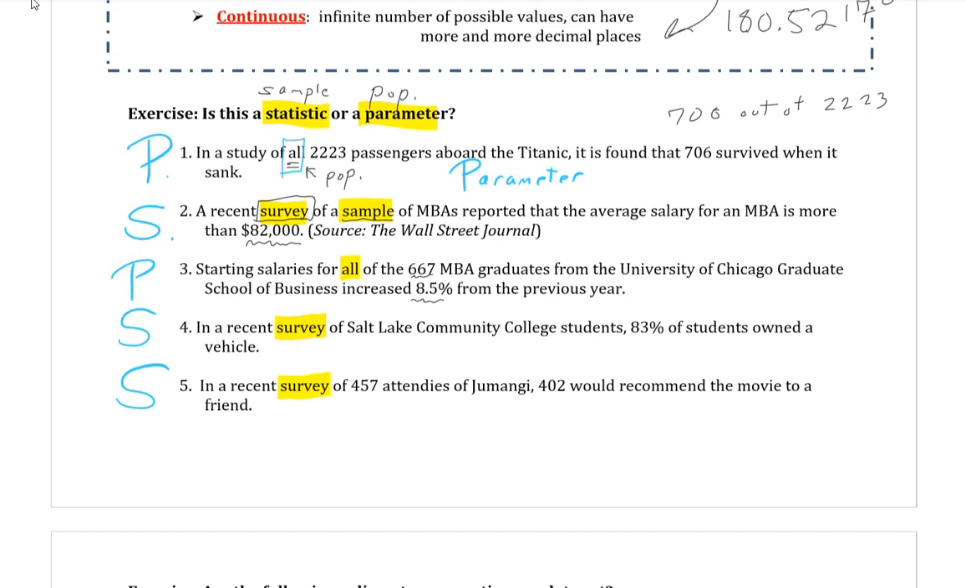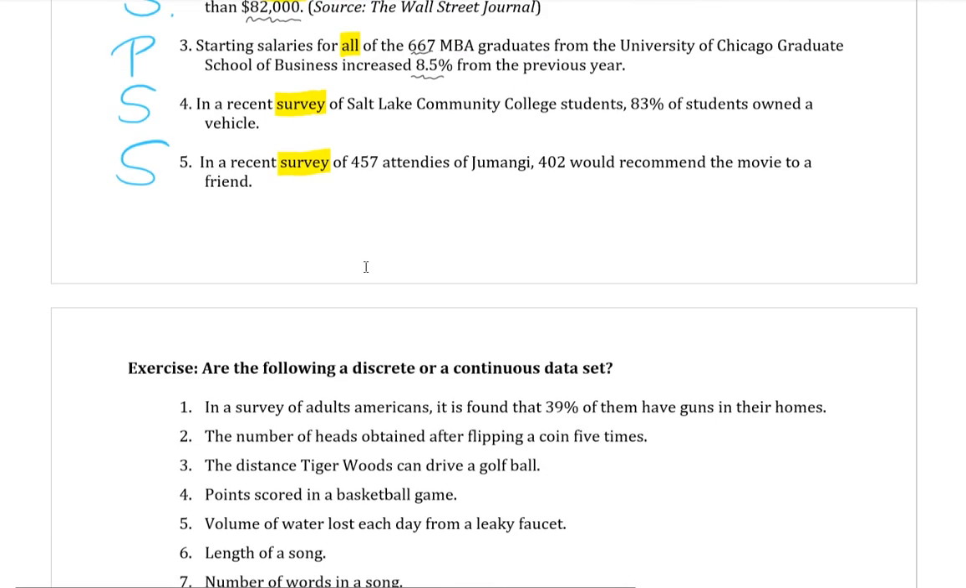So notice that when I was describing each of these and trying to determine if it's a statistic or a parameter, I didn't even care what the number was. I cared about the context of that number. So I was always trying to look for the words like all, survey, sample, stuff like that. So context to try to figure out what I'm describing.